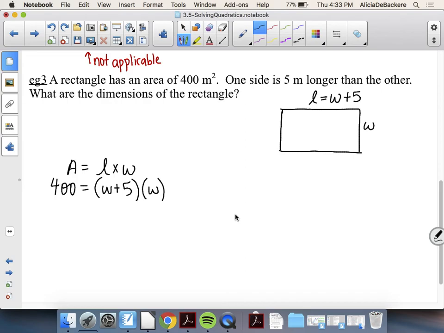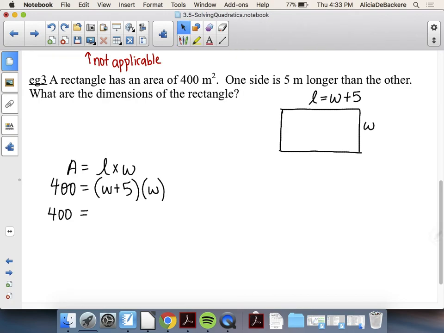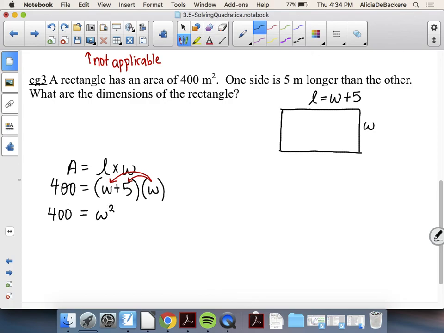Now I want to solve this. So I want to know what is the number for W that would make this true. So in order to do that, I am going to try to make one side of the equation equal to 0. But before I do that, I'm going to expand out the right-hand side. You could have moved the 400 over first and then expanded. I think it's just a little less confusing if we expand first. So I'm going to bring the W into the bracket and multiply it by both of those terms. W times W is W squared, and W times 5 is 5W. And now I can bring that 400 over and subtract it.